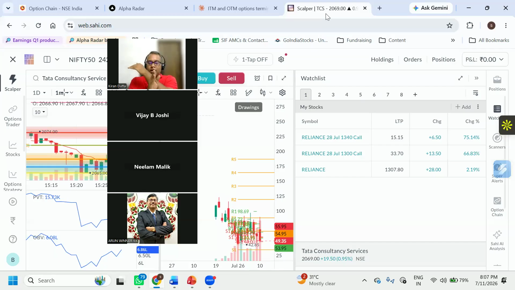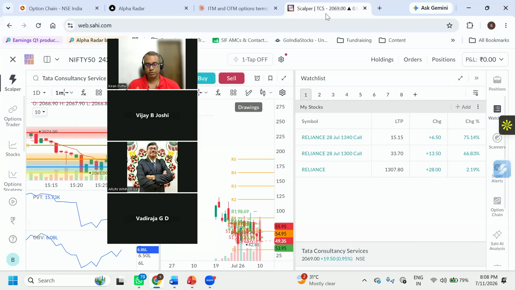Okay. 1340 is my strike that I am executing, but the price is only 1307. I am actually making a loss. This is actually called out of the money. At the money, in the money, out of the money. To your left is your in the money. To your right is out of the money. Clear, everyone? Yes, clear.